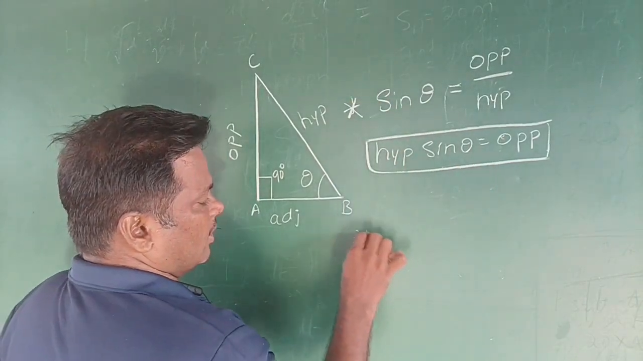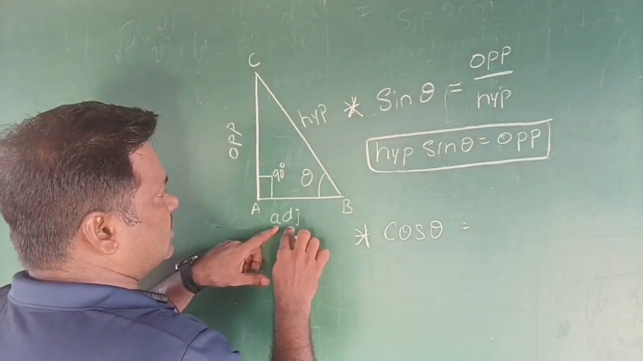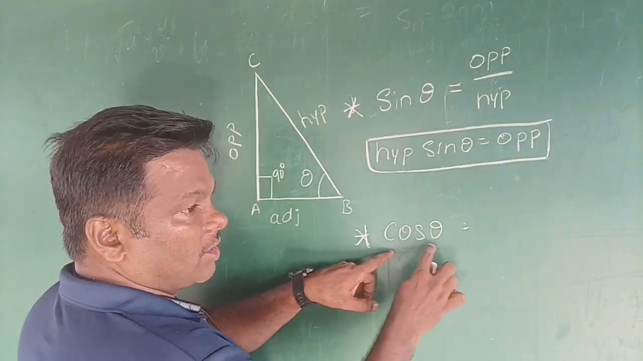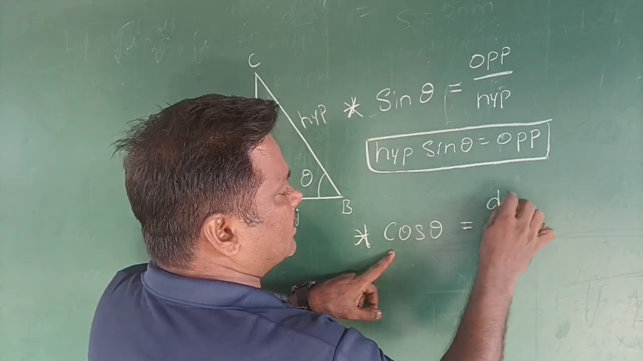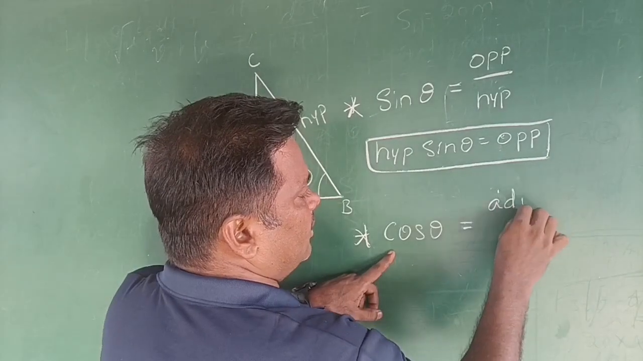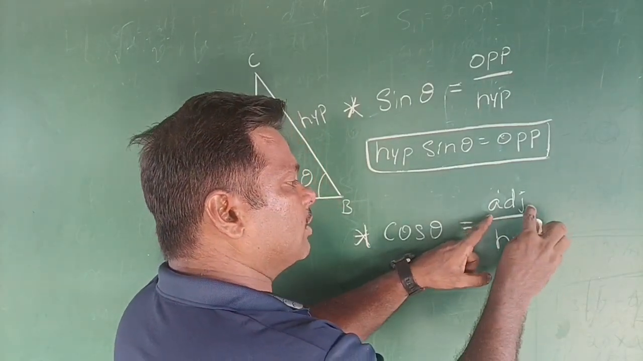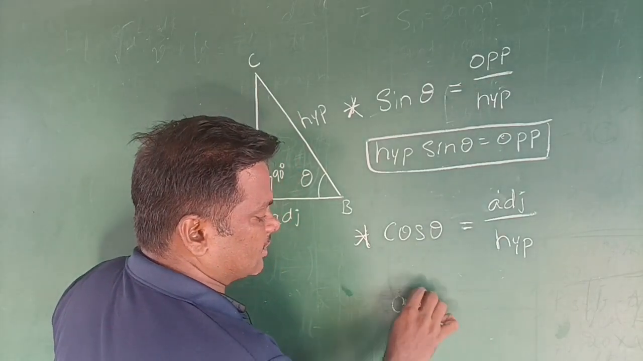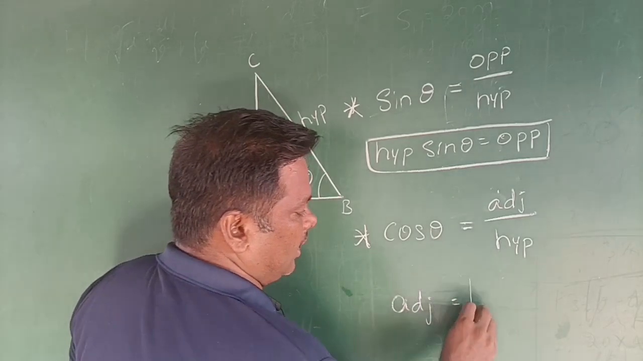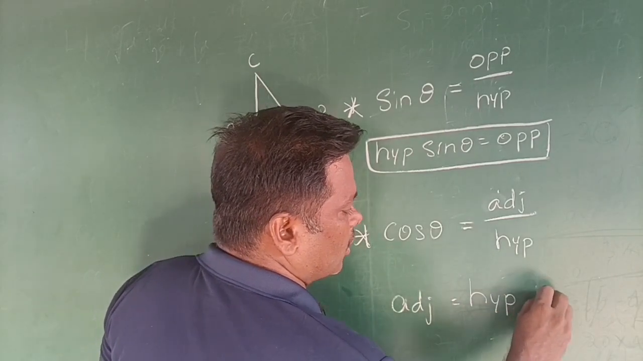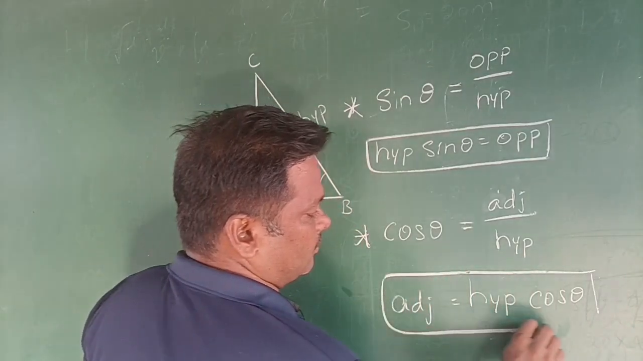Similarly, come on to cos. The relation between the adjacent side and the hypotenuse is given by cos. That is, cos theta is equal to adjacent side divided by hypotenuse. If you want to calculate the adjacent side, just observe this: adjacent side equals hypotenuse into cos theta. So this is how we'll proceed.